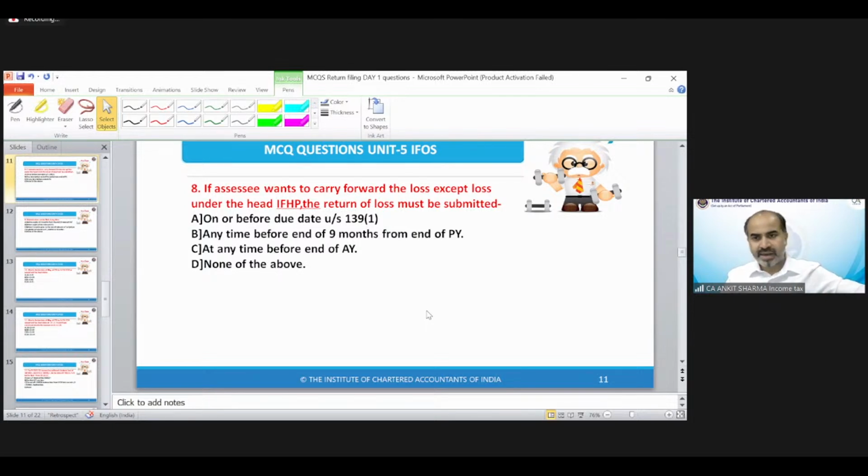Bhumika is saying A, Kavita is saying A, Arin is saying B, okay. Pooja is saying A.